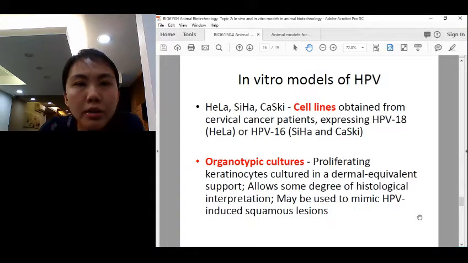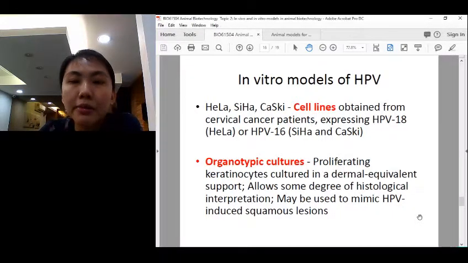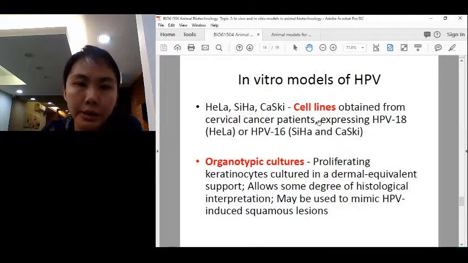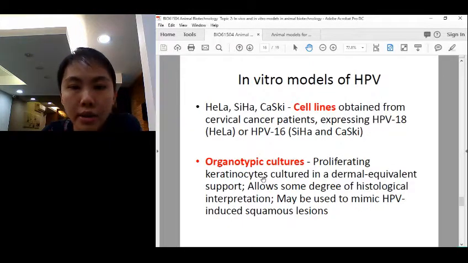So what are the models available for HPV? We do have several cell lines obtained from cervical cancer patients, which express HPV 18 and HPV 16. So you can use HeLa cells or the other two cell lines here as a model for HPV. In some cases, they will also use organotypic cultures. This is the term we use to describe 3D cultures. These are proliferating keratinocytes cultured on dermal equivalent support, so these can be used to mimic the HPV-induced squamous lesions.